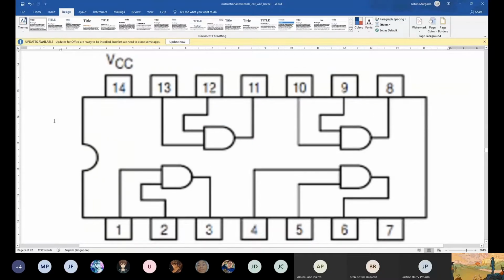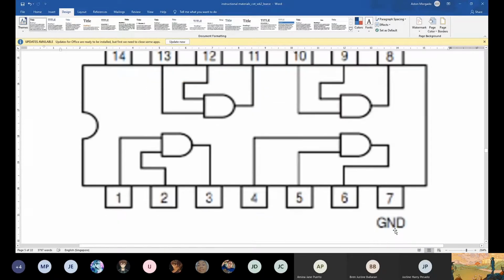So these are the 7408. It has 14 pins. As you can see, it has 4 gates, 2 inputs each. So it's like x times y, and the output, let's say, is A. Then you have another gate here.